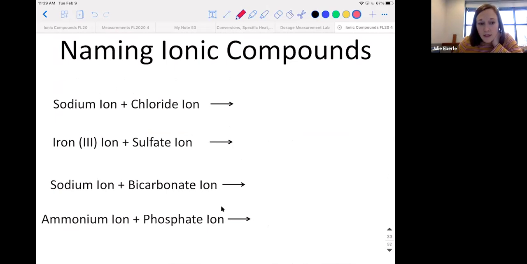Sodium is main group 1, it's Na, so you're going to write Na. It gave away its 1 valence electron, so it should have a +1 charge, so you just write plus. If you write +1, that's okay too.